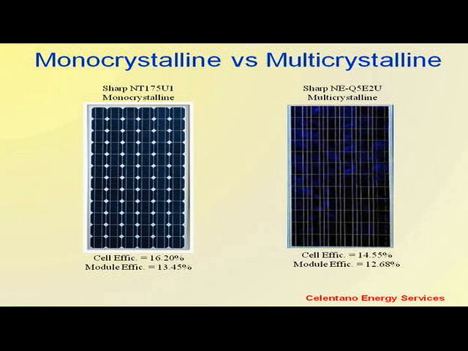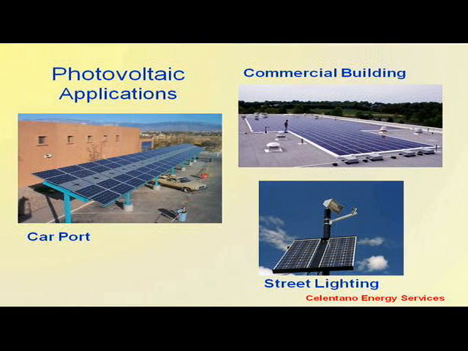Now the thing is, by doing this, you still have some wasted space in between the cells, and the overall module or panel efficiency on the monocrystalline is only maybe 1% or so superior to the polycrystalline. And because of the polycrystalline price advantage, the cost advantage in manufacturing it, this has captured more than 80% of the market.